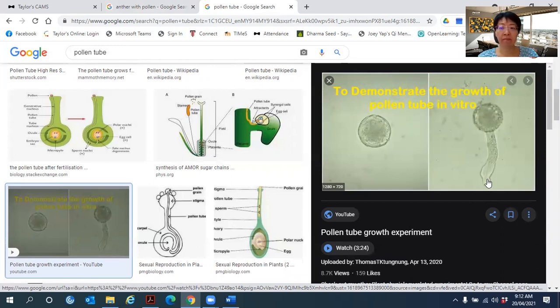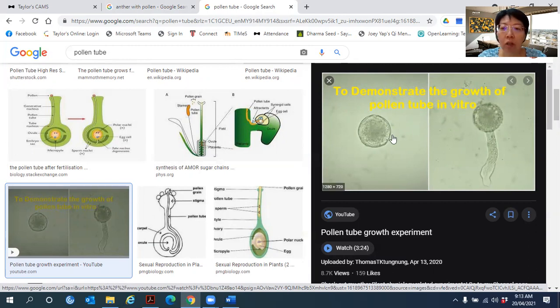You want to try? The seed can germinate. The seed also can germinate, but the seed is not the pollen. So you need to know the differences between germination of pollen versus germination of the seed, where the new plant will grow. Whereas pollen is not a new plant. Pollen is to transfer the two male gametes to the ovule, for double fertilization.